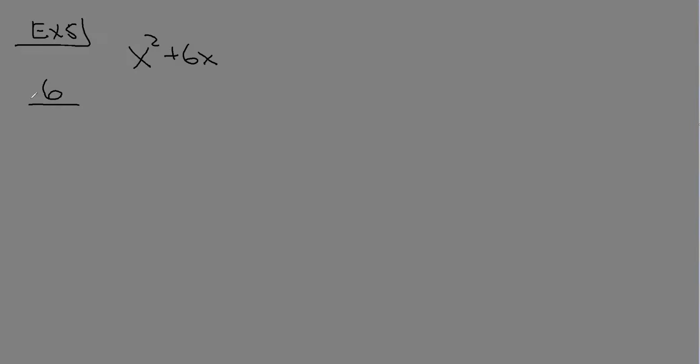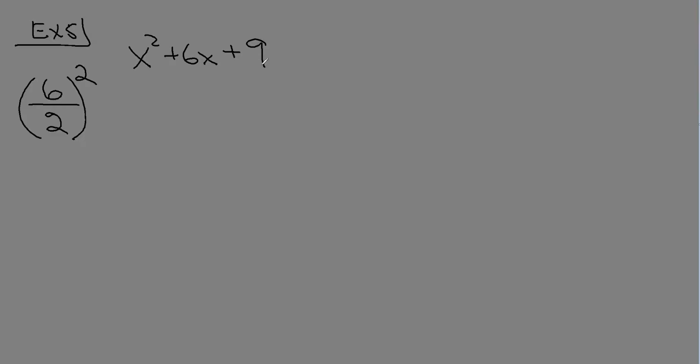This is how you go about doing it. Take the middle term 6, divide it by 2, and then square it. So what happens here? 6 divided by 2 is 3, and 3 squared is 9. So we would always add 9 in this case.